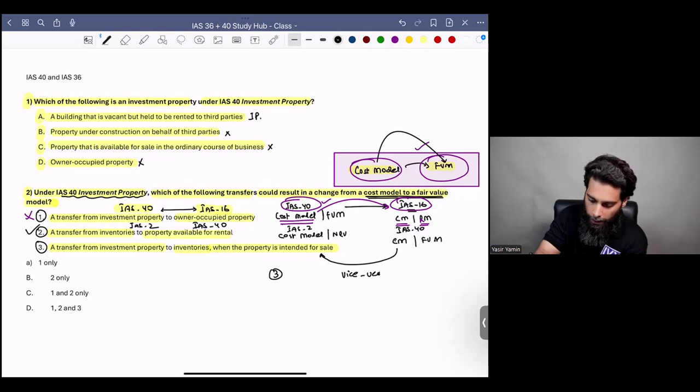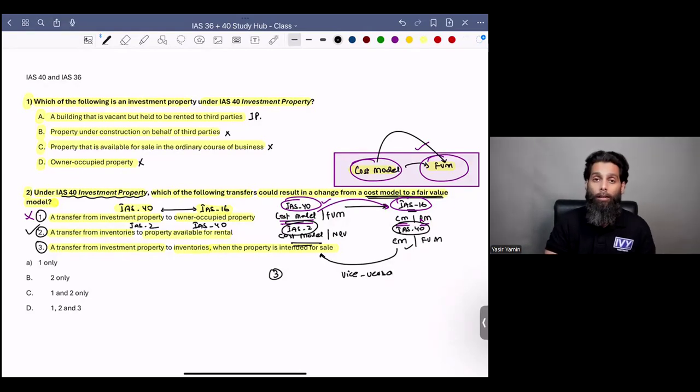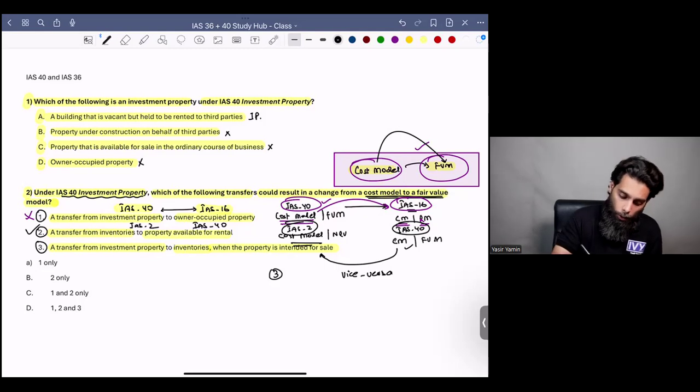So technically, you are shifting from IAS 40 to IAS 2. You have cost model under IAS 40, but do you have any fair value model under IAS 2? The answer is no. So this is also not possible. So what should be your answer? One only, two only, one and two, one, two and three. Your answer should be B.